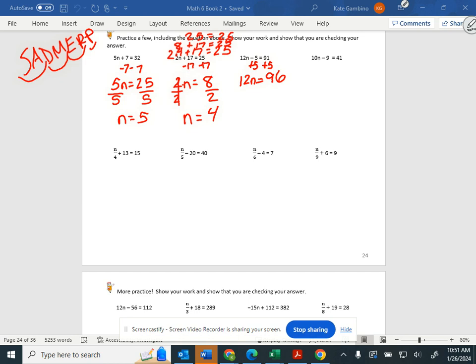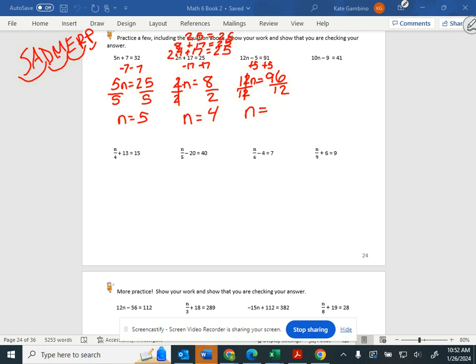What operation is happening with 12n? Layla? Yeah, because right now what's happening is we're multiplying. So Layla's right. The opposite of multiplying is dividing. So we're going to divide out our 12. 12 divided by 12 gives me the 1n.